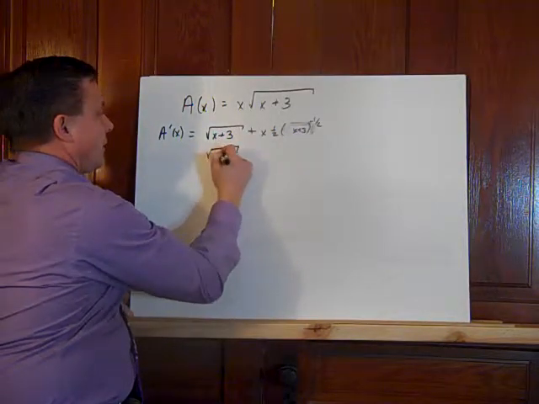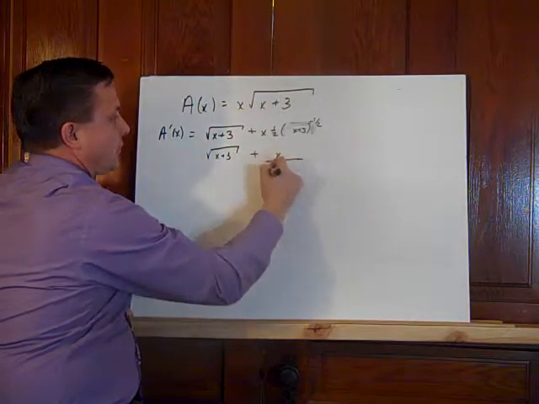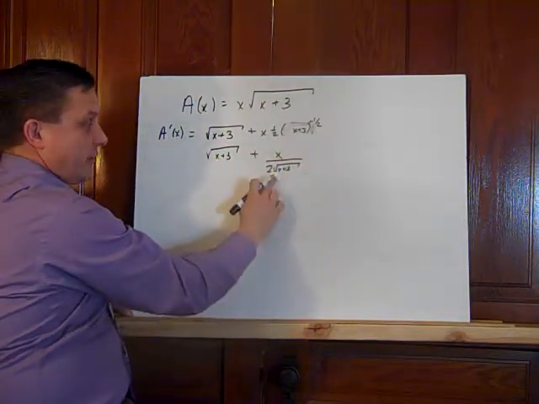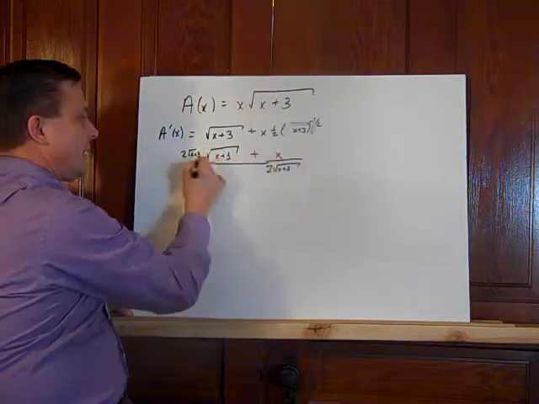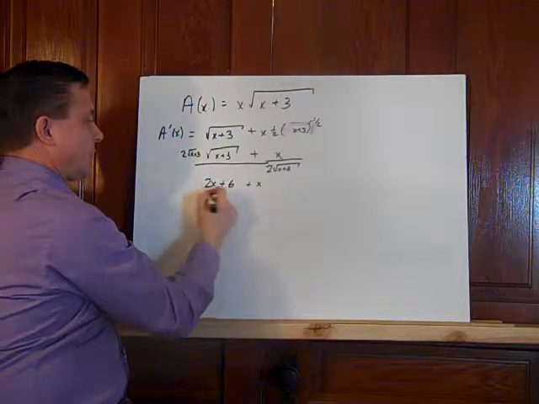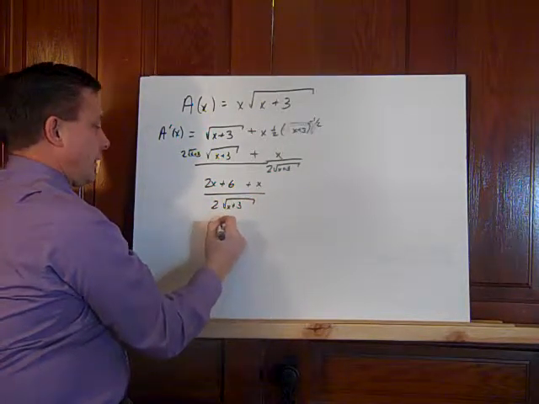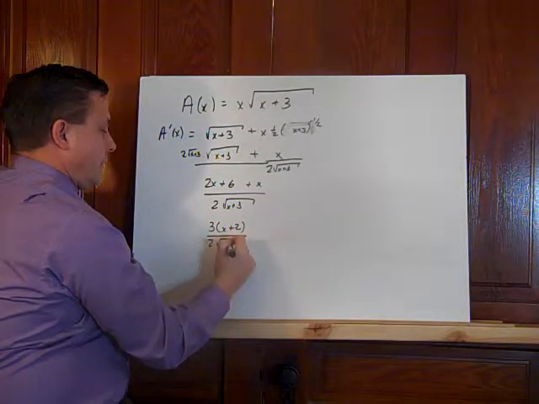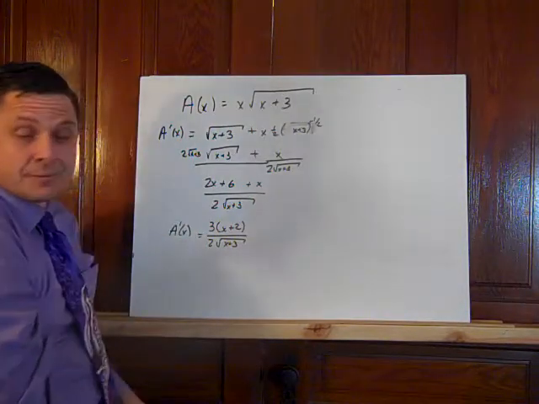I'm going to have square root of x plus 3 plus x over 2 times the square root of x plus 3. I'm going to say I'm going to have 2 times square root of x plus 3 be the common denominator I need. And I'm going to get 2x plus 6 plus x over 2 times the square root of x plus 3. So I'm going to get 3x plus 6, and I'm going to factor the 3 at the same time. I can factor this, and, for lack of a better way of saying it, I have to do a whole lot of work to get to here.